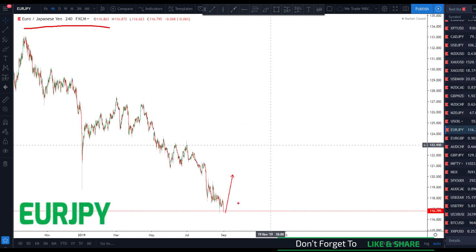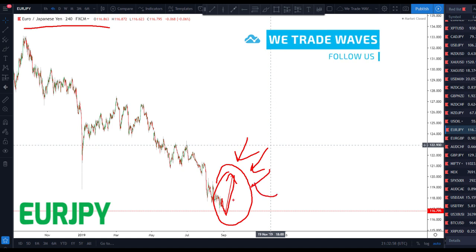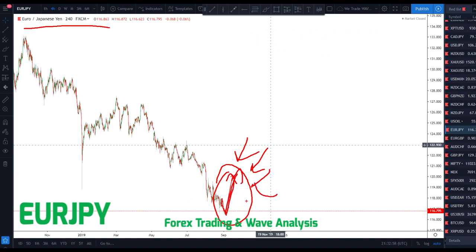Euro Yen, you know we are ignoring any sell setup and we'll go for our buy setups. This is a wave and this direction. We are waiting for our buy setups to go with this up wave. Any sell setup here, we will not take it.